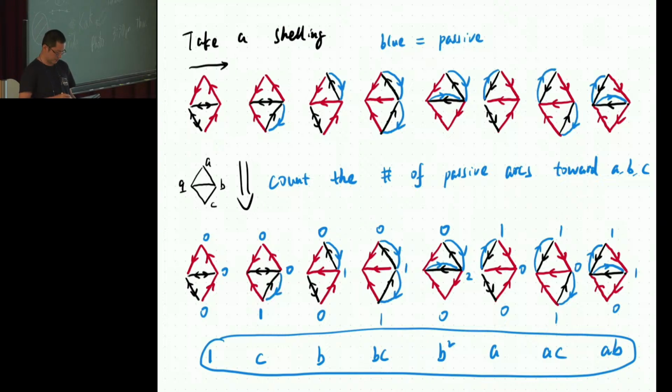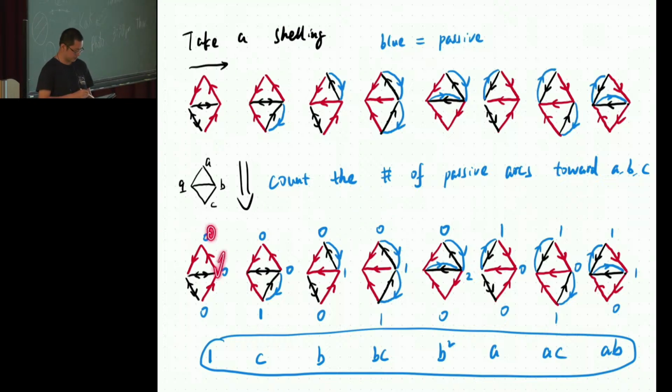Then let's see another example. Look at this picture. I have 2 passive arcs toward this vertex, so this will be 2. For the other 2 vertices, it will be 0. So I just get these numbers here. Then I present these numbers in terms of monomials. So I have these labels here.